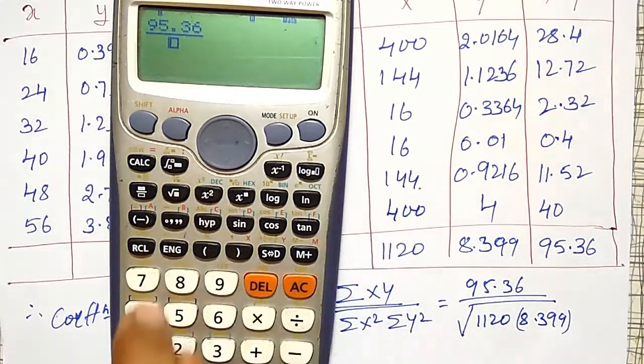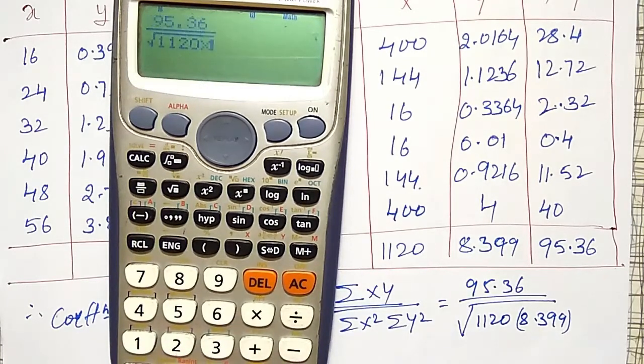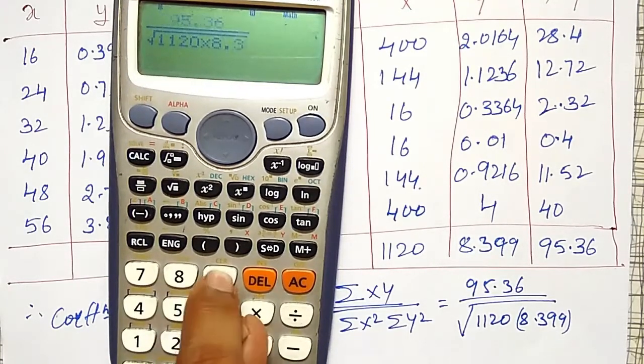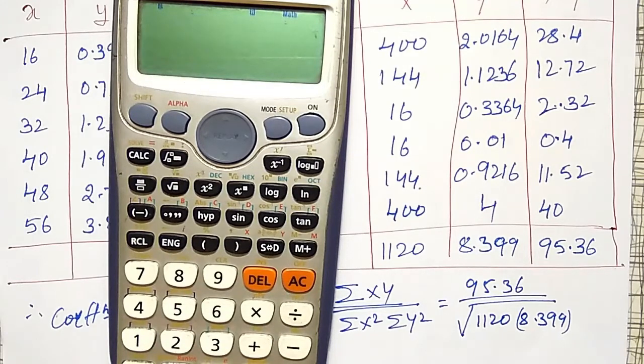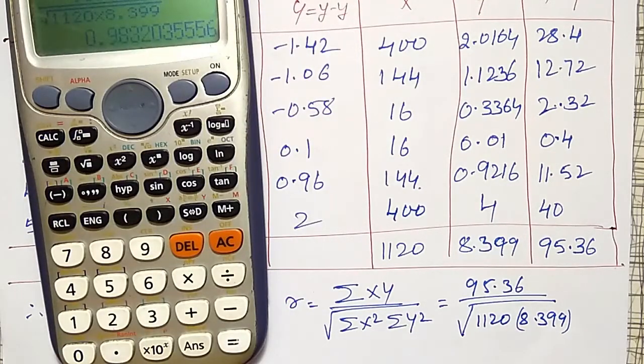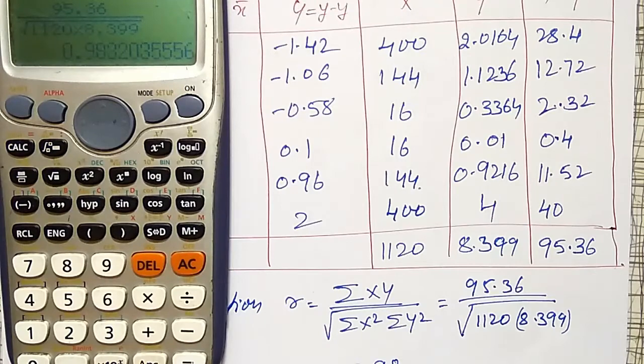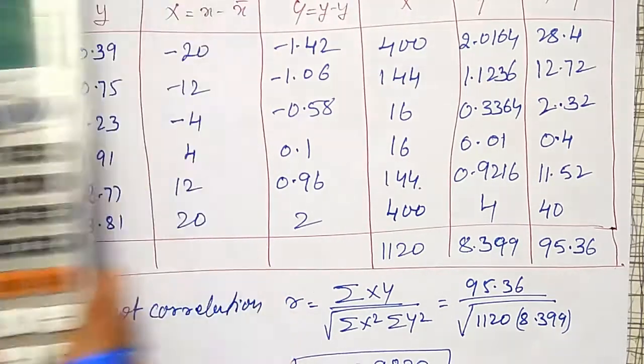95.36 divided by the square root of 1120 into 8.399, and its value is R equal to 0.9832. Therefore R equals 0.9832. I am getting the coefficient of correlation.